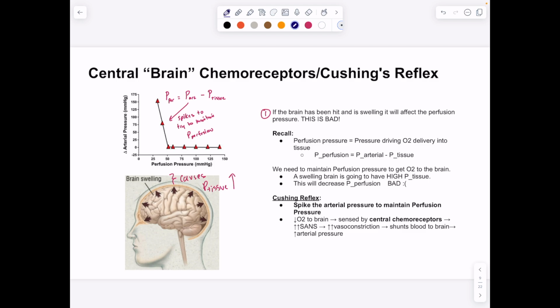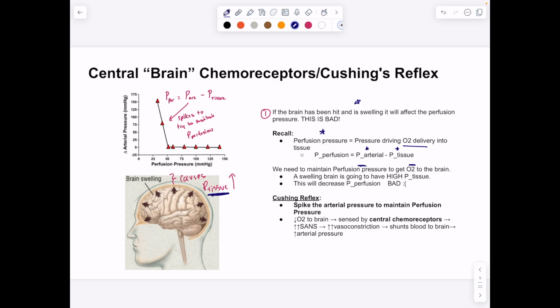Also with these chemoreceptors, we have Cushing's reflex. Cushing's reflex has to do with when the brain is swelling. Say you've been hit in the head and your brain is swelling. This is going to increase the tissue pressure acting on the blood vessels in your brain. The point of our blood vessels is to deliver nutrients and oxygen and remove waste, and it relies on perfusion pressure to do this. Perfusion pressure is defined as the pressure from our arteries pushing outwards minus the pressure of our tissues pushing inwards. We need to maintain this perfusion pressure to make sure our brain is getting the oxygen it needs.